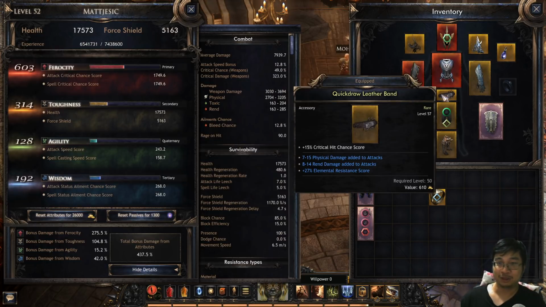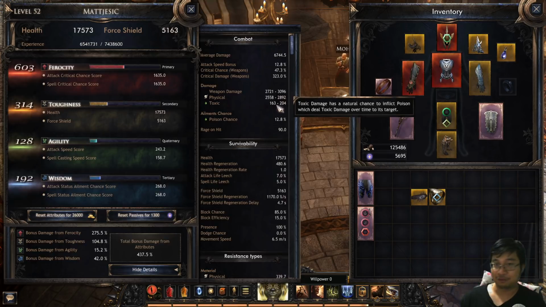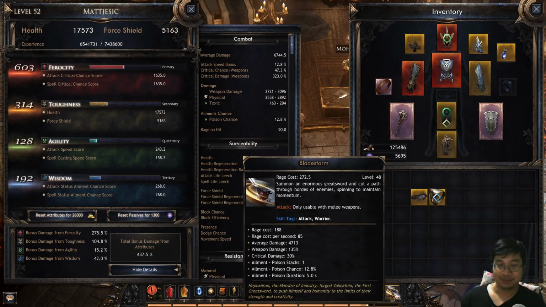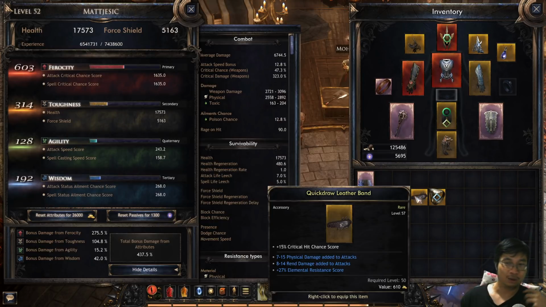And if I take the rend damage away, then I'm left with toxic. If I have toxic, that means I have alignments of poison. We'll have alignments of poison here as well. So how would this help us?